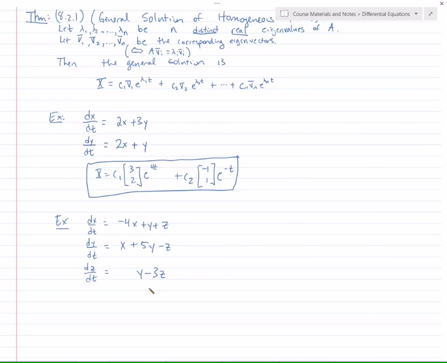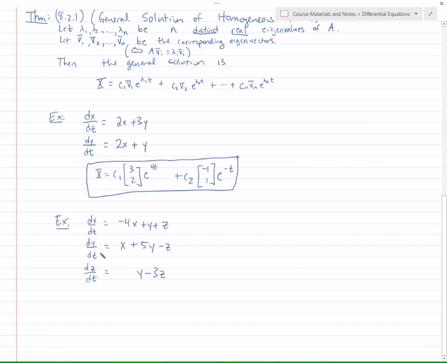Oh, I paused that whenever I stopped the problem up here. So the answer you guys got, everybody agree with this one right here? X is C1 (3, 2) e to the 4t plus C2 (negative 1, 1) e to the negative t. See where that came from? Okay. So we're going to do this example now.